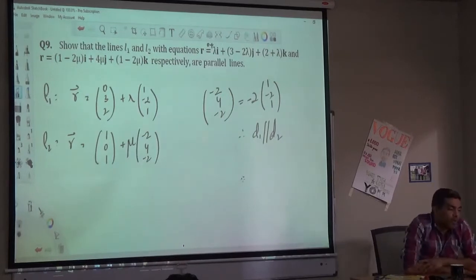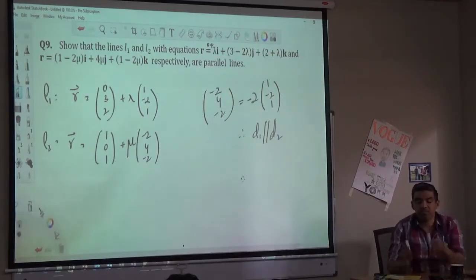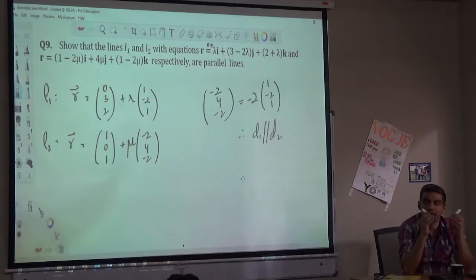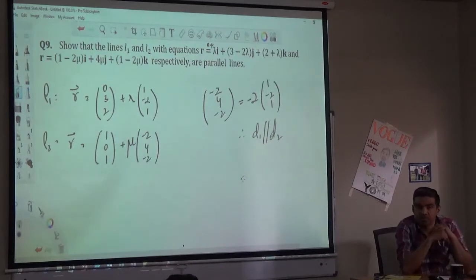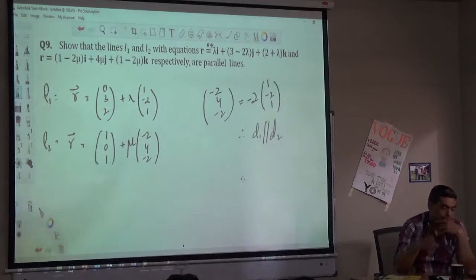You have shown that they are parallel, because in the situation of lines we will see either non-parallel or parallel lines. So one thing is settled, they are parallel. But overlapping? Now we have to distinguish between the two.